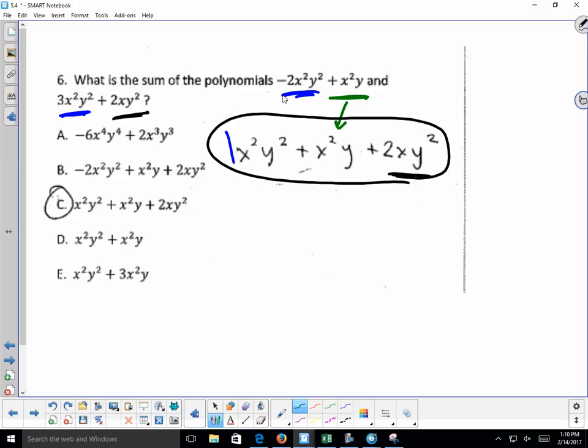Is that okay? Yeah, because I was adding the first 2 already, and then just. You were trying to add these 2? Yeah. Yeah, they're not like terms, so you can't add them. It's like trying to add 5x and 3x squared. You just can't add them.